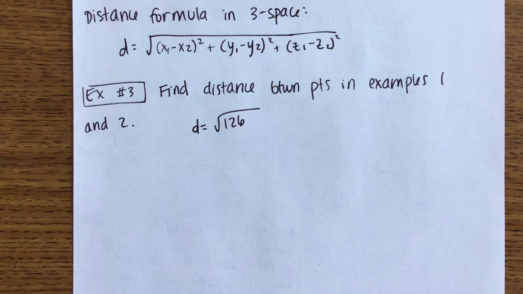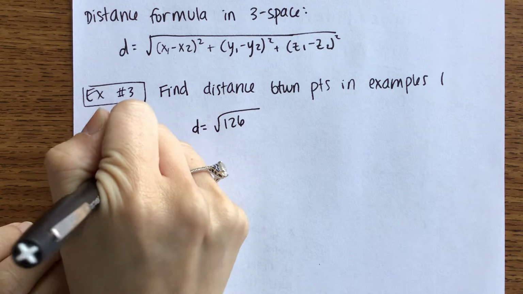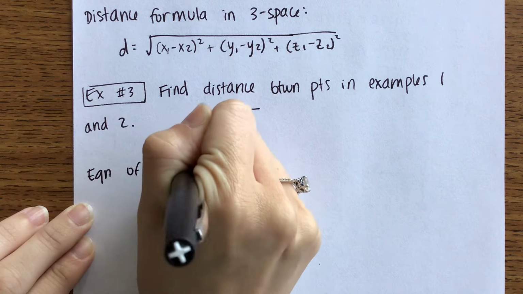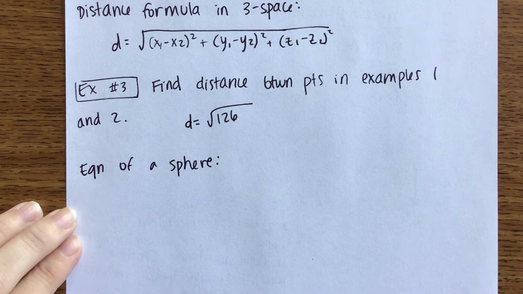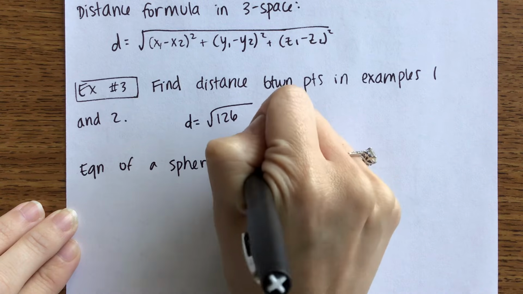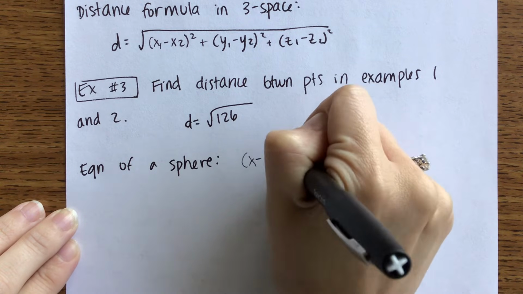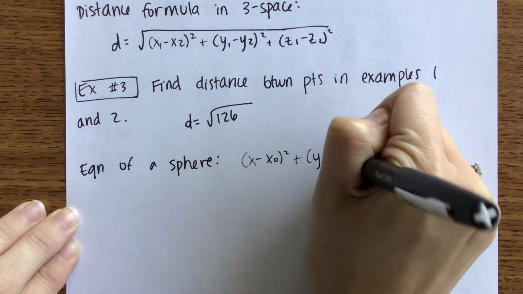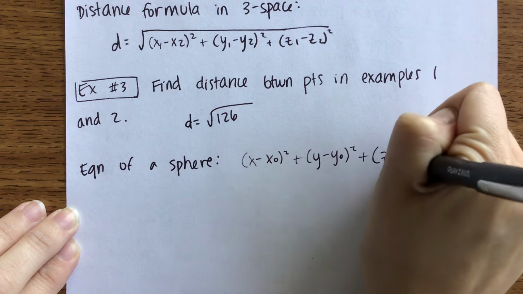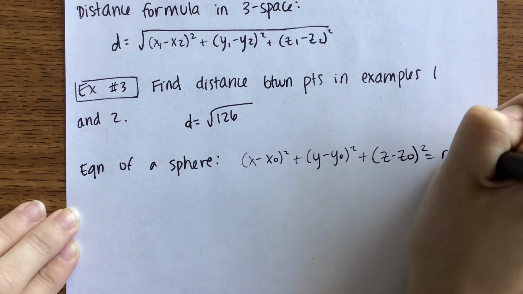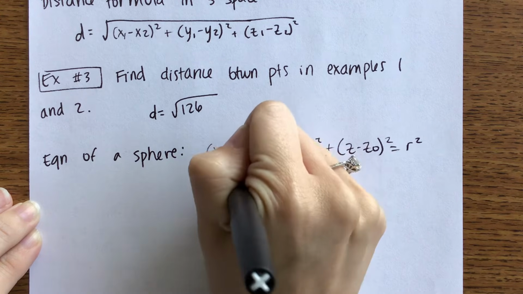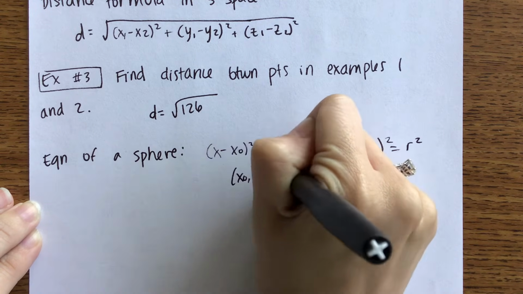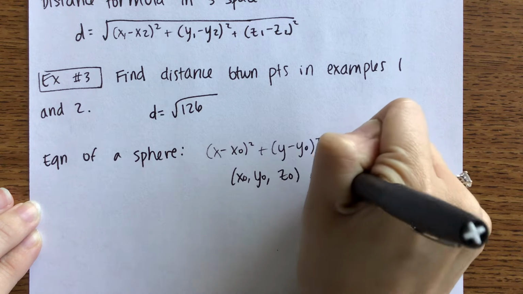Yes. Okay, next thing we need to talk about is the equation of a sphere. Equation of a sphere is going to be almost exactly the same as the equation of a circle, just three-dimensionally. You're going to have (x - x₀)², (y - y₀)², (z - z₀)² equals r². And then x₀, y₀, z₀ are going to be the center of the sphere.